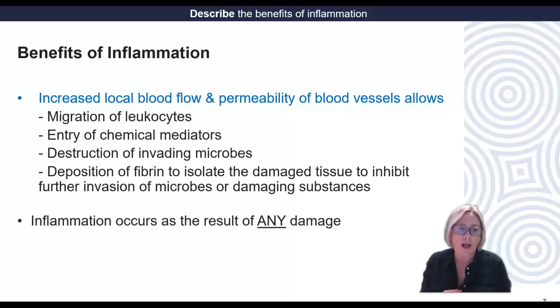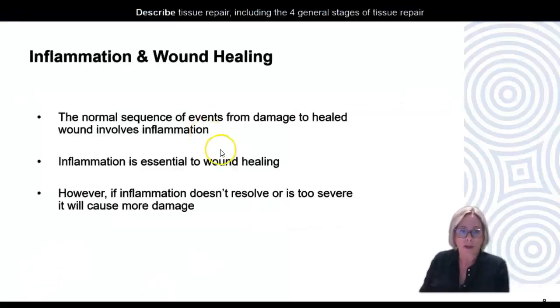And just remember as well that inflammation is not just the result of invading microbes and infection. It occurs as the result of any damage. So you might have a sprain or a strain, which is a form of mechanical damage, which will stimulate inflammation. But so too will things like insect bites or toxins or lots of other things as well. So the normal sequence of events from the initial damage to a healed wound involves inflammation. So it is essential to wound healing, and it is one of the 4 stages of tissue repair.